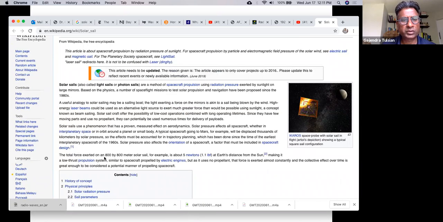The total force exerted on an 800 meter by 800 meter solar sail, for example, is about 5 newtons. Imagine a solar sail the size of 10 football fields by 10 football fields. The force on that is 1 pound. So it had better be pretty light to get pushed around. That's the kind of pressure you feel.